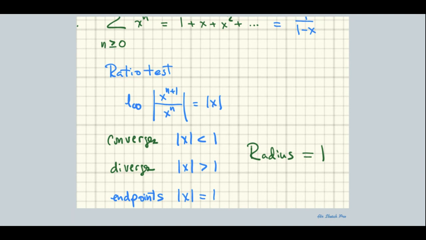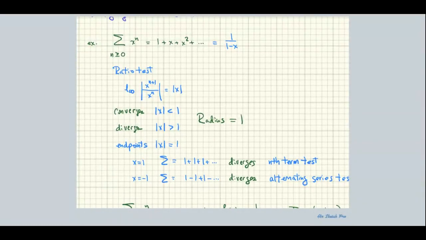All right, so we know that the radius is 1, where this one in particular I'm centering at zero. So I know it converges between negative one and one. I want to check the endpoints where x is equal to one and x equals negative one. So when x is equal to one, my series is going to look like one plus one plus one, all the way through. And I can see immediately that this is going to diverge because the nth term does not go to zero. So it fails the nth term test, also known as the divergence test, and it diverges.